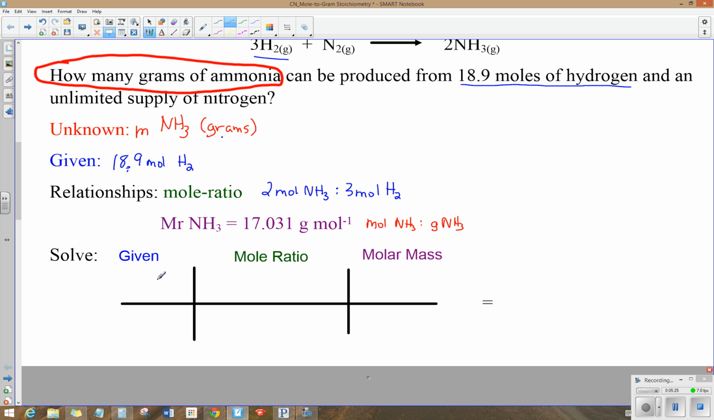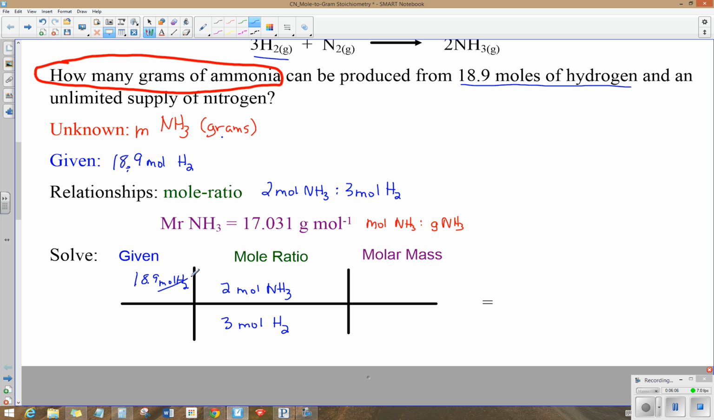Remember, we start with the given, and then we incorporate the mole ratio, but now we're going to incorporate a second portion. We are going to integrate the molar mass of our unknown as well. Okay, so starting off here with our given, we have 18.9 moles of hydrogen. Our mole ratio here, because I have moles of hydrogen in my given, I want moles of hydrogen on the bottom. So looking at the mole ratio, that's 3 moles of hydrogen. And I am converting to ammonia, so 2 moles of ammonia on the top.